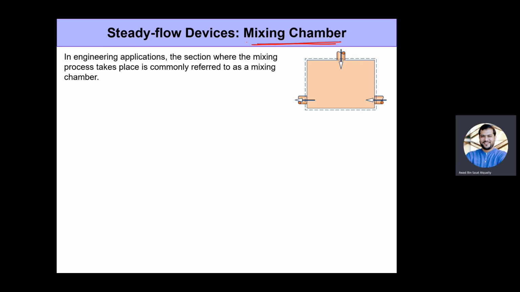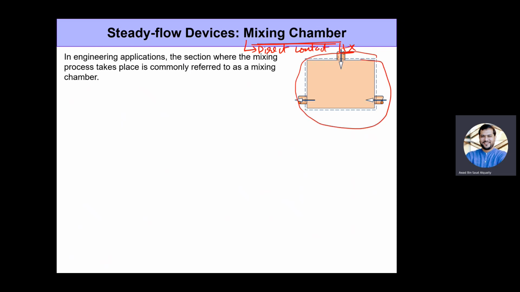Okay, a mixing chamber can also be thought of as a direct contact heat exchanger. The reason I say direct contact is because both the hot and the cold fluids get in touch directly. Okay, so what does a mixing chamber look like? Well, it looks like the one shown in the figure.